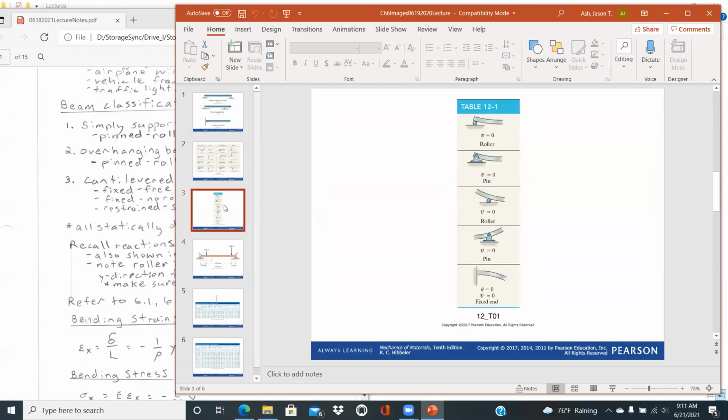And then as you move along into chapter 12, they show the corresponding displacements at each point of a roller. Displacement 0, same thing with the pin, displacement is 0 for all those cases. And it's only when you get to a fixed support that the slope theta is also 0. So remember again that V here represents the displacement in the Y direction.